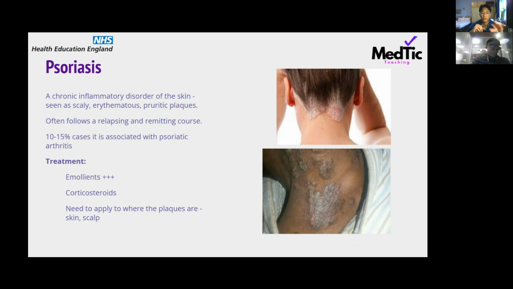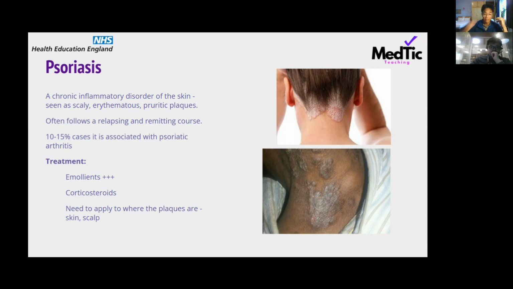However, the point that I'm trying to draw out with this is that you need to apply the treatment to where the plaques are. So, for example, he's already tried greasy emollients or over-the-counter emollients, which work well for your flatter skin surfaces. However, if it's in your scalp, it's kind of hard to get an adequate concentration of the emollient into your hair.